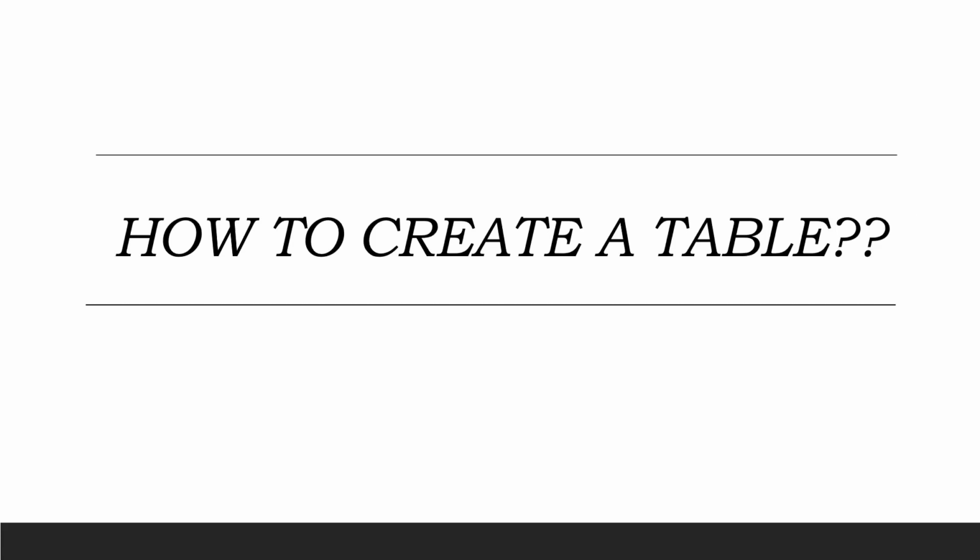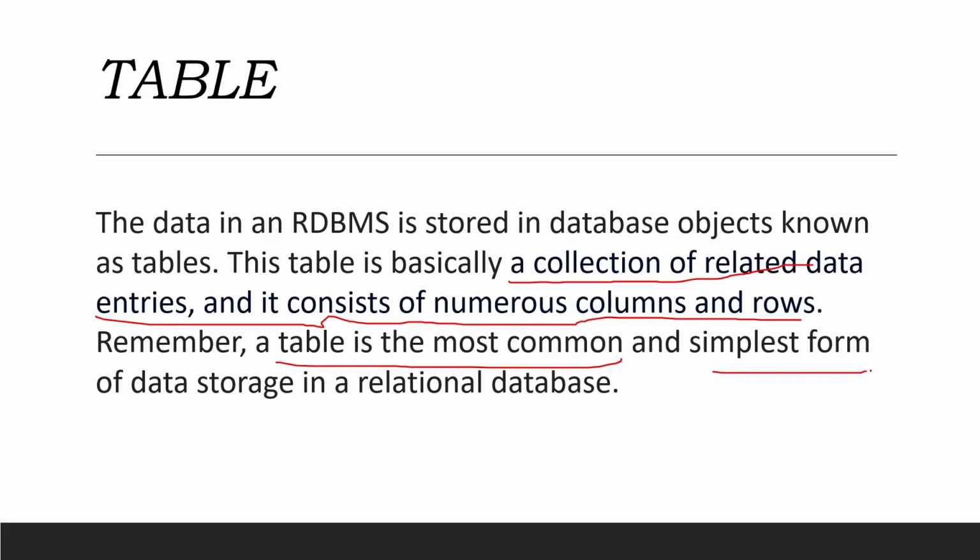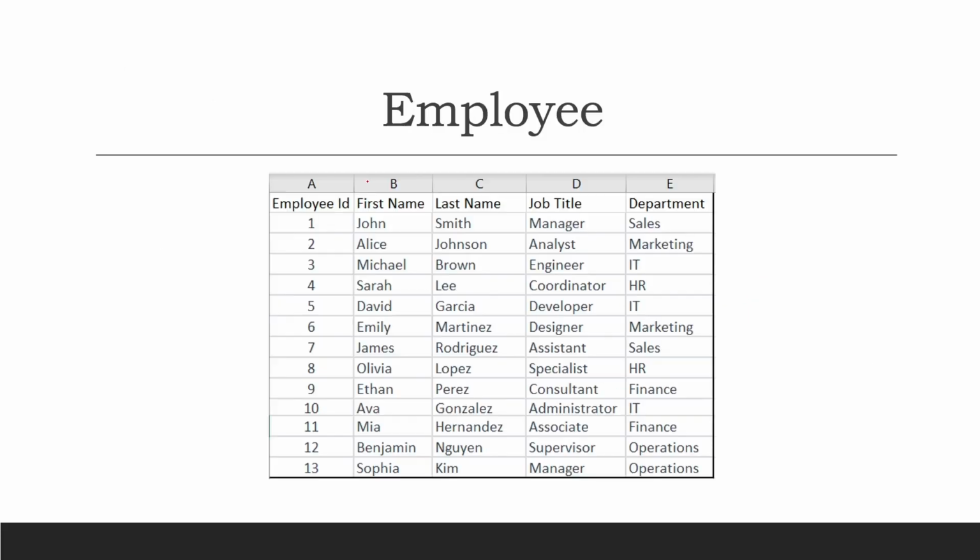So before creating a table, let's understand what table means. Basically, a table is nothing but a collection of related data entries and it consists of numerous columns and rows. Remember, a table is the most common and simplest form of data storage in a relational database. So what is a relational database? नहीं समझा? Let me show you with an example. As you can see, this is a table named employee and this table has columns such as employee ID, first name, last name, job title and department. And these are nothing but values.